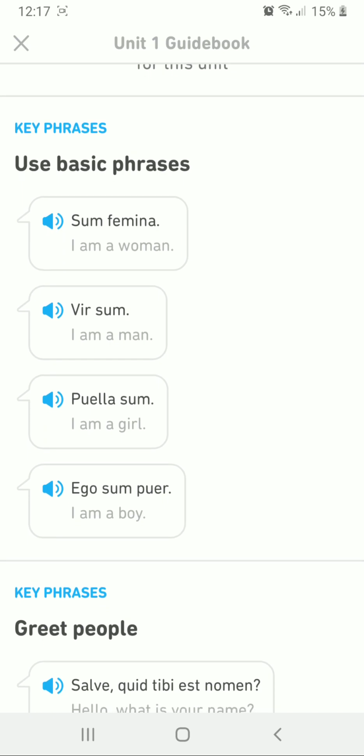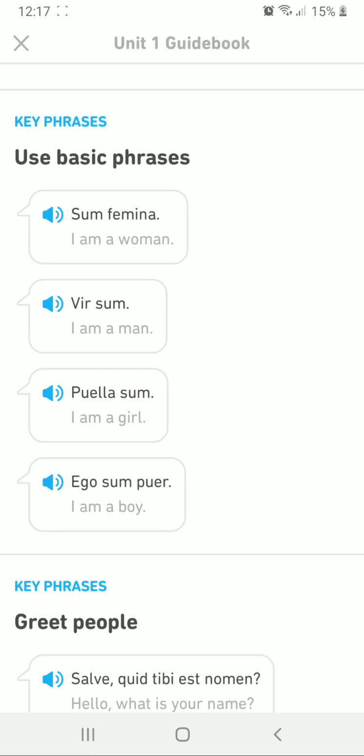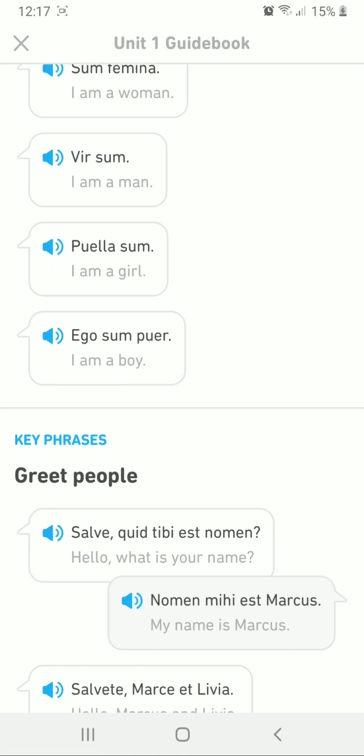It's interesting to see that sum here means am, so I am, but you see that the sentences are constructed in different order. Sometimes the verb comes at the end, sometimes at the very beginning, and sometimes even in the middle. So ego sum puer. Probably ego means I, but who knows? I don't know.